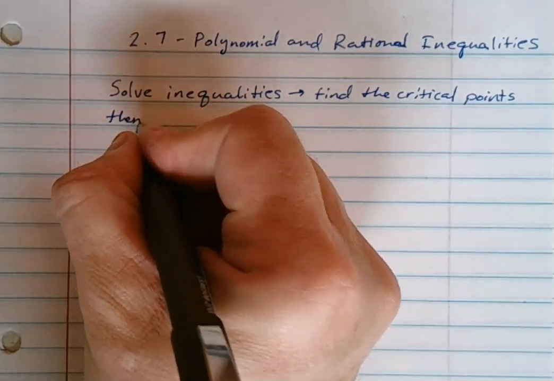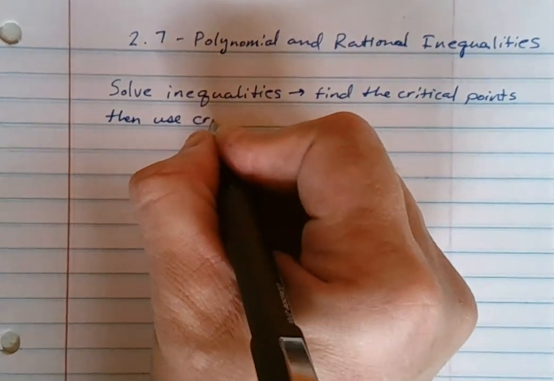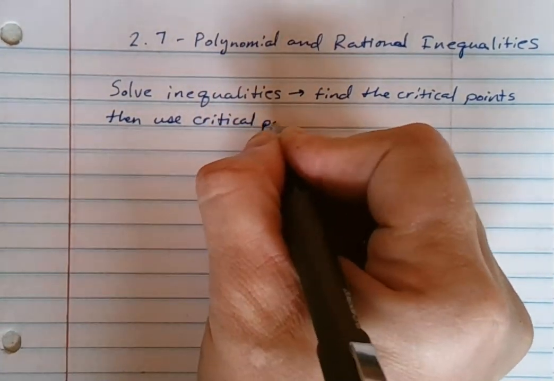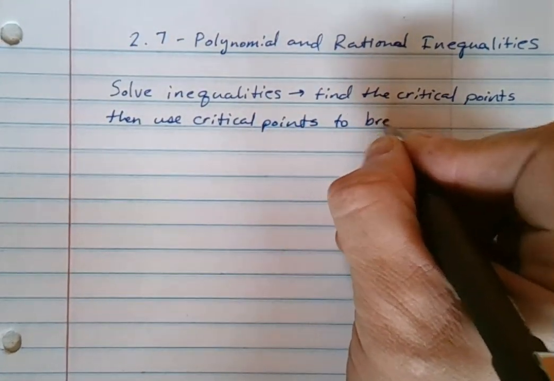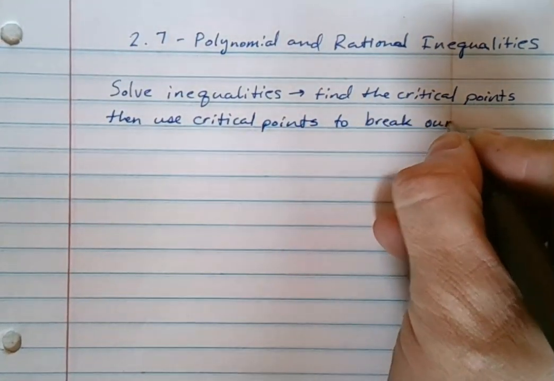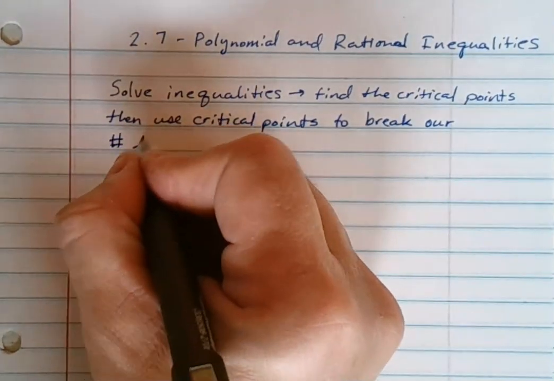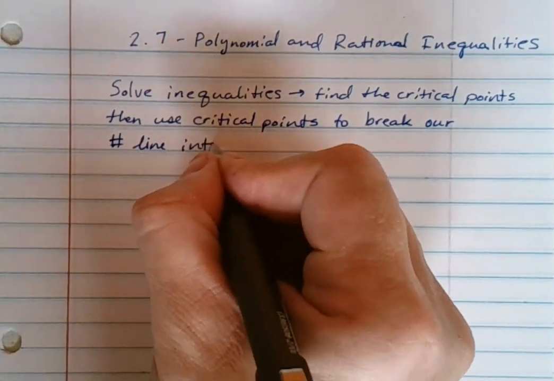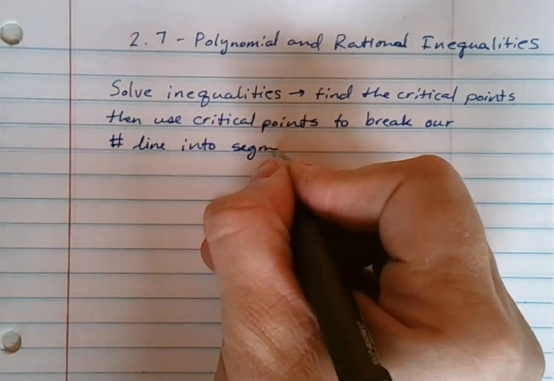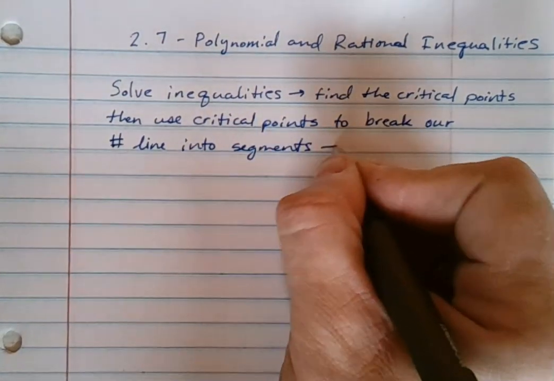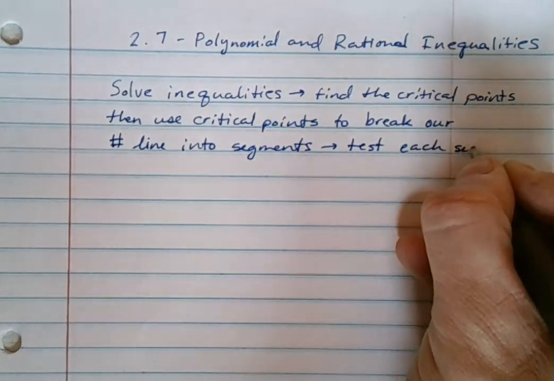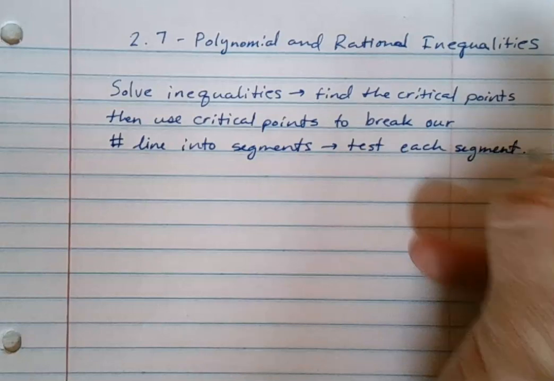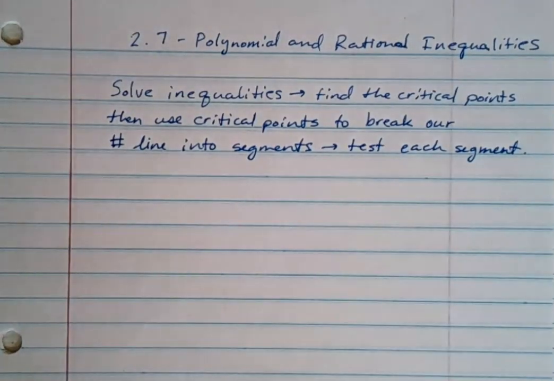Then use the critical points to break our number line into segments. Test each segment. And this works regardless of whether it is a polynomial or a rational inequality.